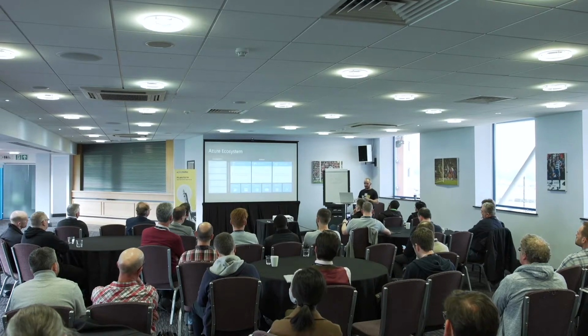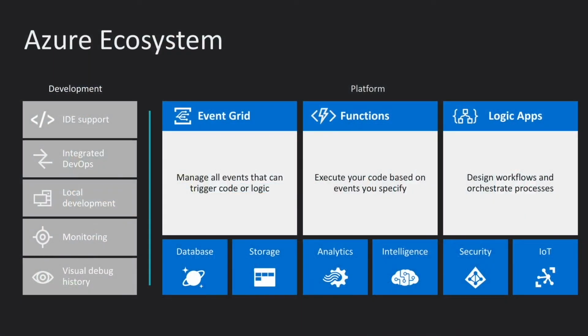So having said that, we've got the Azure ecosystem. And I've already mentioned in the Azure ecosystem, we've got 3 different services which facilitate a serverless architecture and microservices. So what we've got is Event Grid on the left-hand side, Functions in the middle, and Logic Apps on the right-hand side. These services integrate with one another.